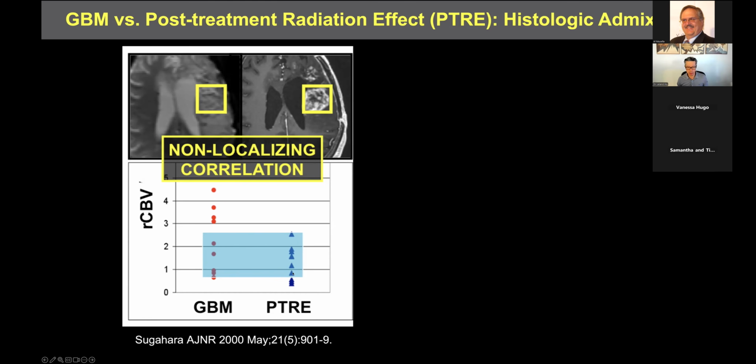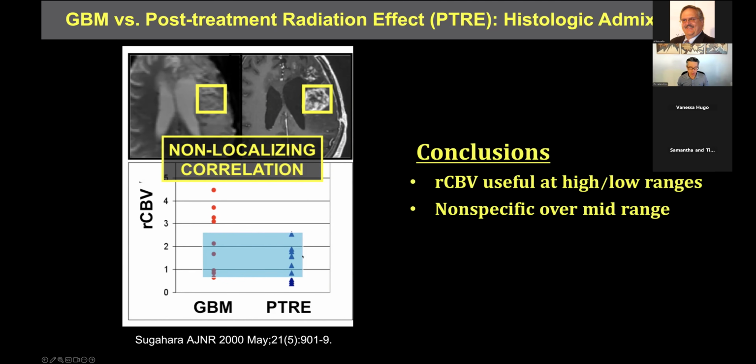And so their conclusion was that, yes, RCBV is helpful at the very extreme values, but there's quite a bit of overlap over a range of RCBV values that is non-specific. So their conclusions were really that it's not super helpful unless you have those outlier cases, and they actually recommended that you pursue other techniques like PET or MR spectroscopy.